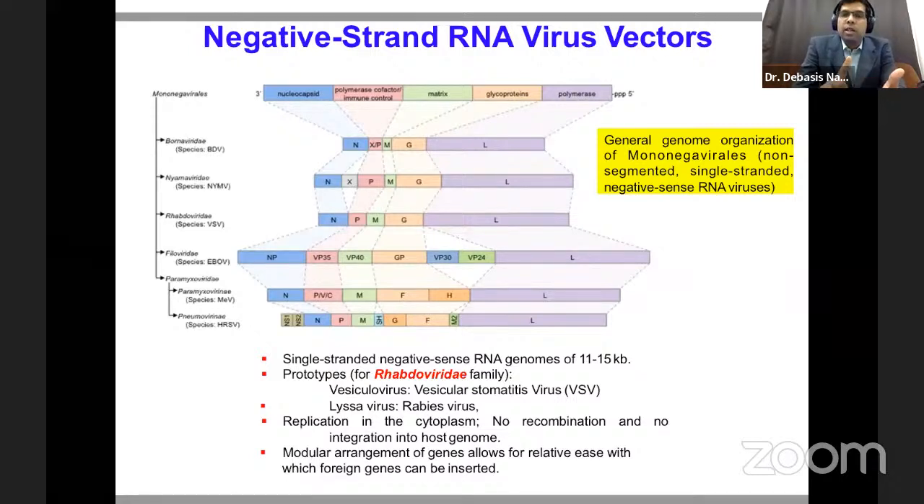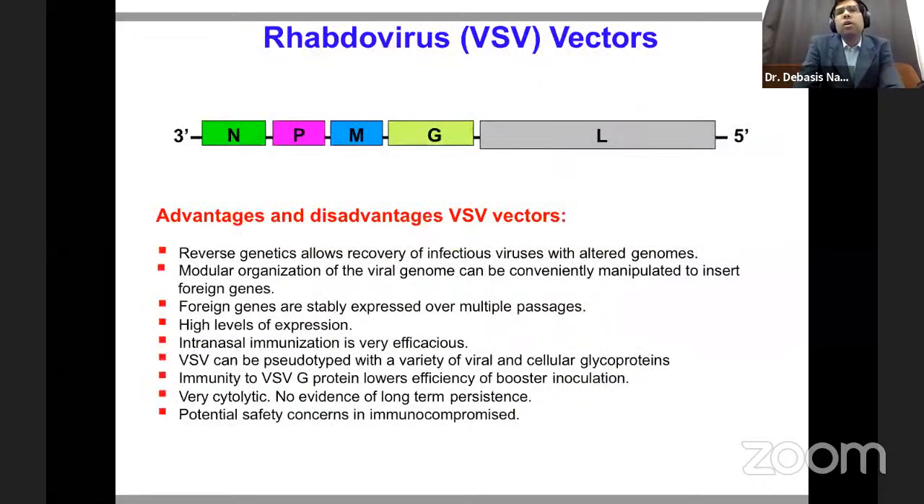So now the first criterion is taken care of: you need to choose a vector which will not cause disease. So we choose the vesicular stomatitis virus. Also, this virus has only 5 genes. We talked about adenovirus, which has 90 genes. We talked about vaccinia virus, which has 250 genes, but this virus has only 5 genes. So it's very easy, okay?